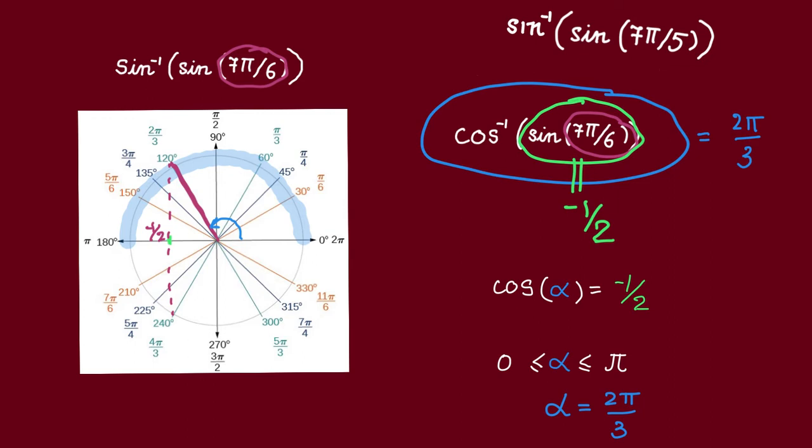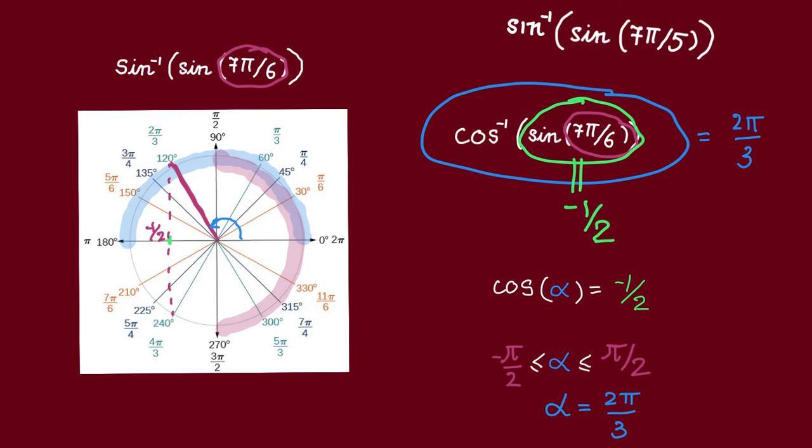Now before we move on, let me ask you this. Why did we decide to use the convention that the range of cosine inverse should be between 0 and pi? Why don't we just use the same range as that for sine inverse? Why don't we use the convention that the angle alpha has to be between minus pi over 2 and pi over 2? Well, let's see.